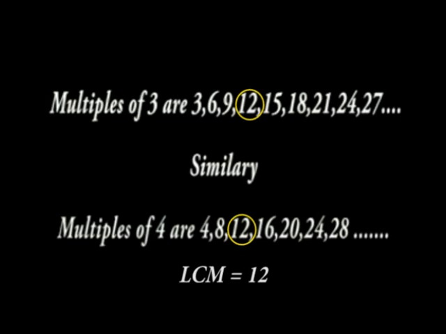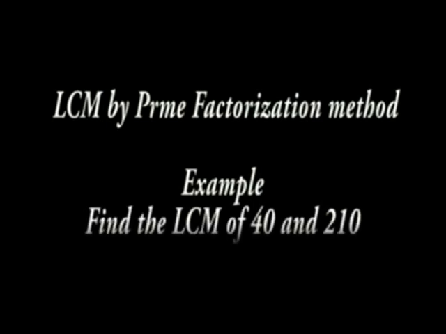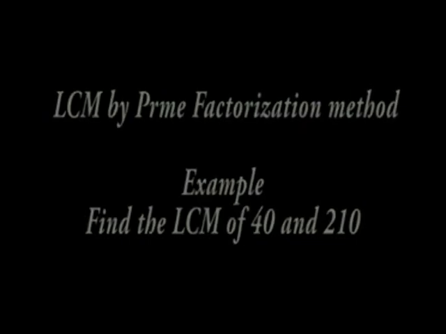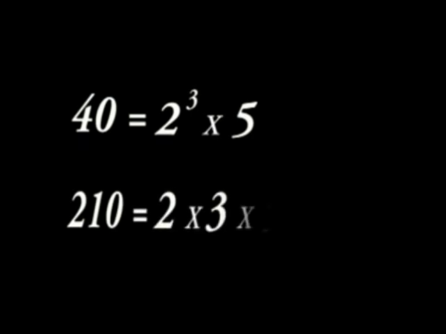We can also find the LCM of a group of numbers by the prime factorization method. For example, find the LCM of 40 and 210. If we express them as prime factors, we have 40 is equal to 2 raised to power 3 times 5, and 210 is equal to 2 times 3 times 5 times 7.